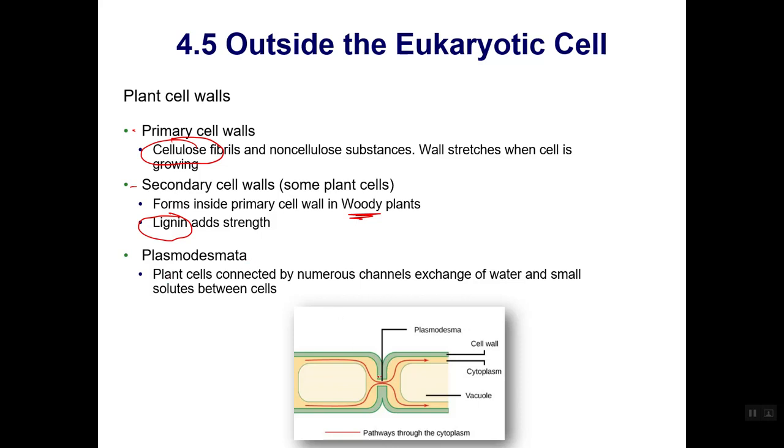Plasmodesmata are little holes, little channels between different cells. So here we have cell number 1 and cell number 2, and this little channel allows them to share the contents of their cytoplasm.